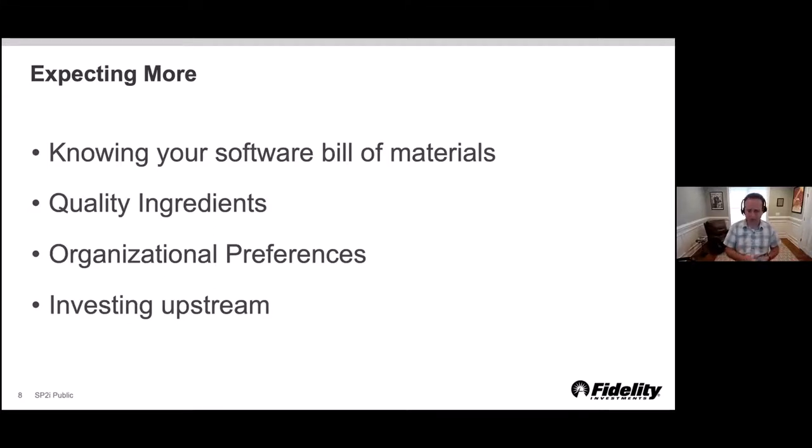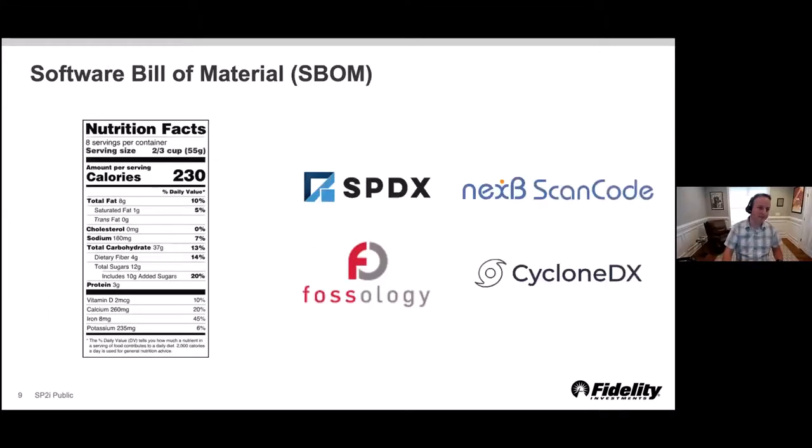But just making sure that organizationally we can figure it out and then mine that data to help the next set of developers. And then again, investing upstream. So software bill of materials. This is a little bit complicated.